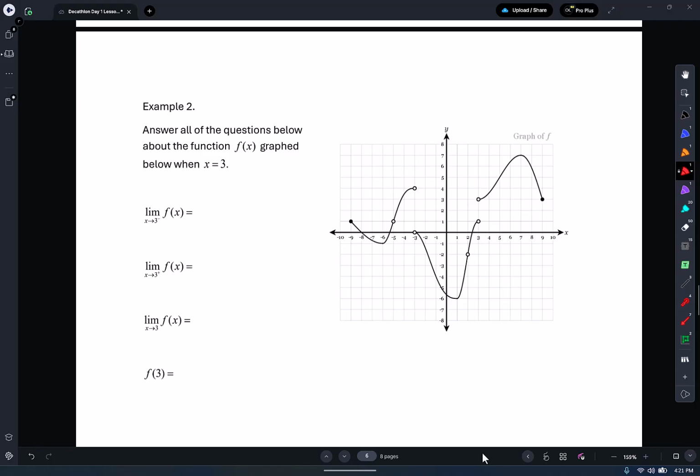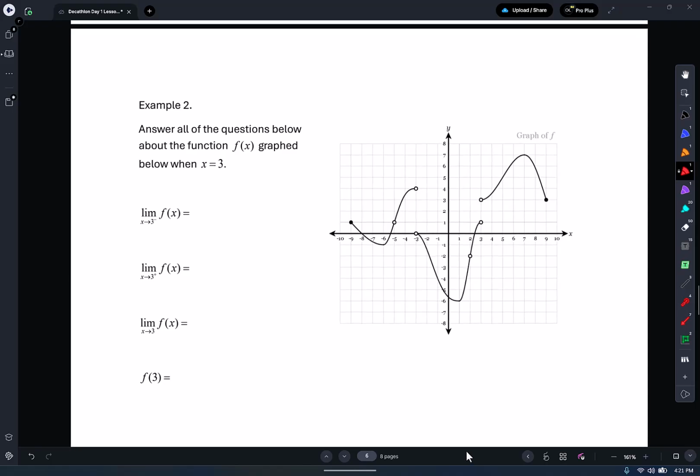Answer all the questions below about the function f of x graph below when x equals 3. Limit as x approaches 3 from the left. So if I approach 3 from the left, what y value are you approaching? Yeah, just put it back. 1. You're approaching 1, see?